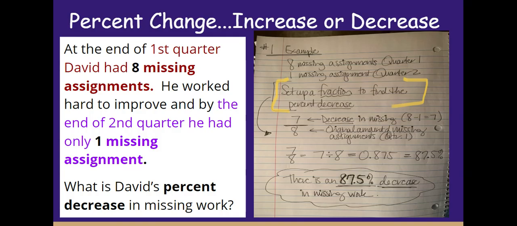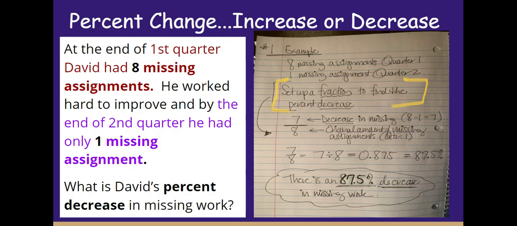To the right, you can see my work. Starting at the top, I listed the important facts in the story. 8 missing assignments quarter 1, 1 missing assignment quarter 2. So he definitely did better. He had less missing work. That's why we call it a decrease. And then in little brackets there, I have set up a fraction to find the percent. Fractions is where we've started from. Like to find a percent, it is a fraction. And that portion can be converted to a decimal to a percent.